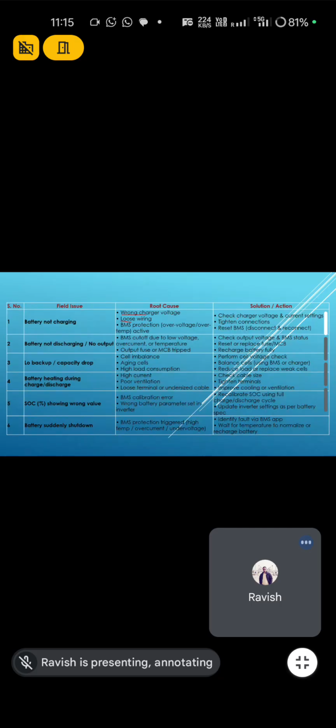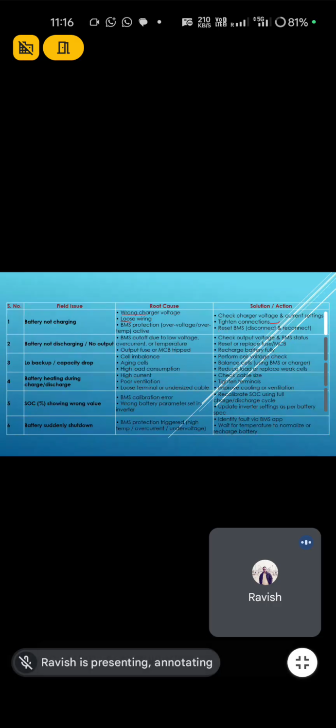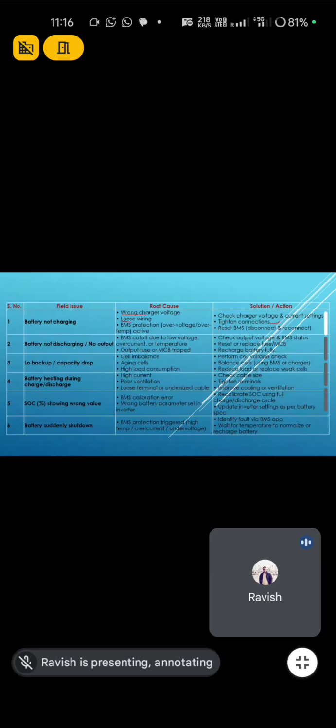Okay, and also check the tightness of the connections. If there is a loose connection, then you have to tighten the connections properly. If there is a BMS alarm showing, like high temperature or low temperature, you have to check the NTC, then reset the BMS, then you will operate your system.